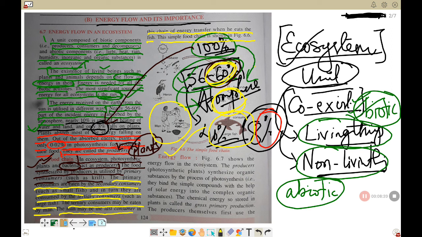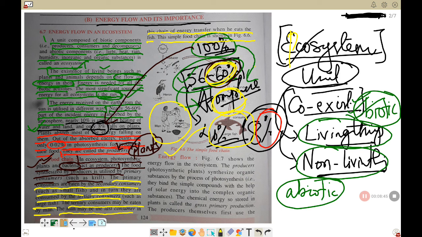First it goes to primary, then to secondary, then tertiary, then it comes to the man. So you see that the plant is the main source of energy in this food chain. Plants are preparing their food by the process of photosynthesis. And how do the plants prepare their food? They prepare their food from the energy that they get from the sun.